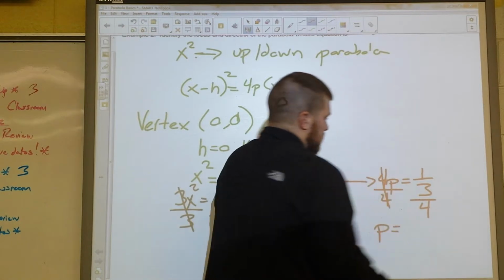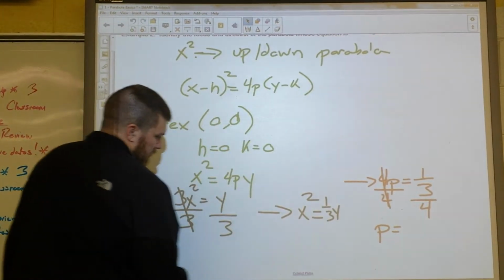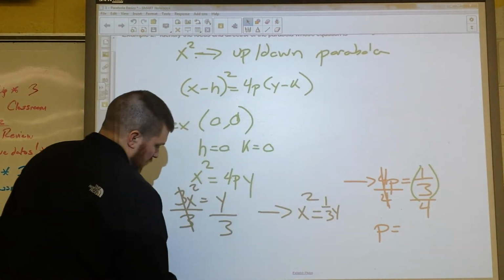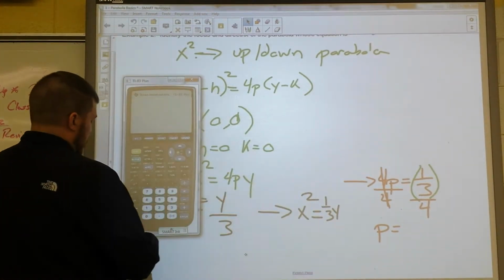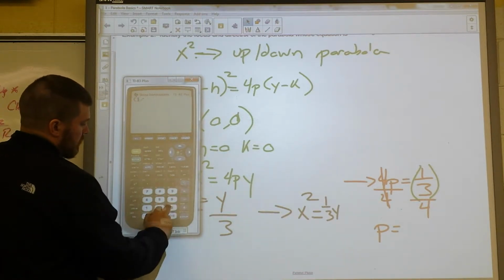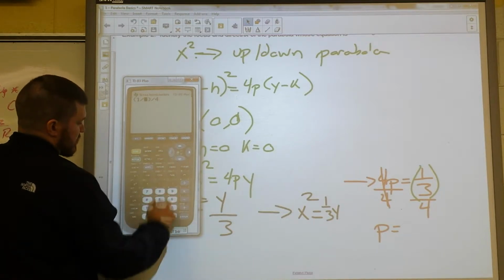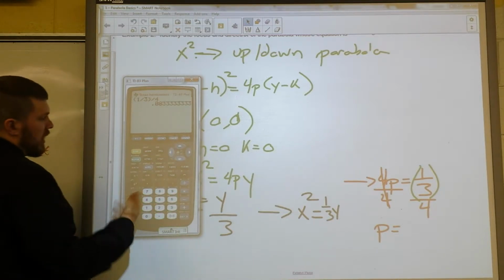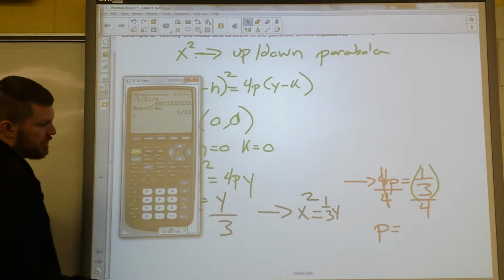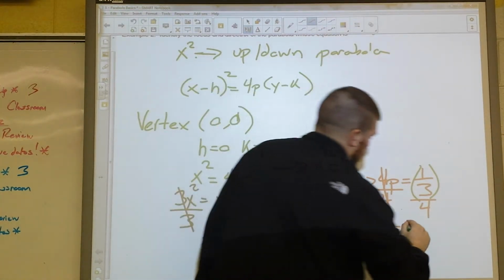So p equals, now I have a fraction divided by a fraction. I'm going to do that in my calculator. Remember, my top fraction needs parentheses around it. So in my calculator, I have parentheses 1/3 divided by 4. Be sure you type it in the calculator correctly. I get a decimal, let's turn that into a fraction. It's always better to have a fraction if you can. So p is equal to 1/12.